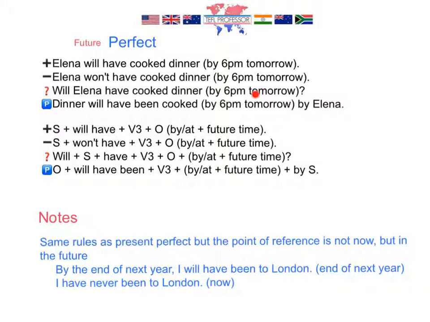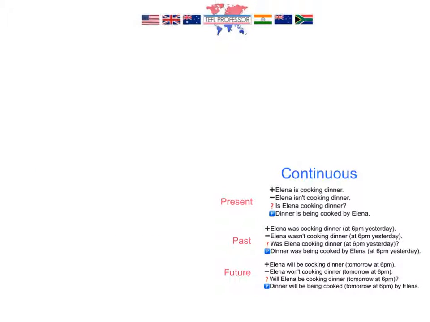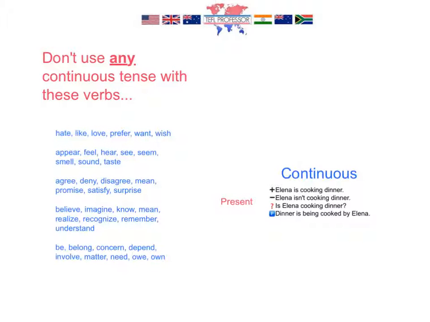Elena won't have cooked dinner by 6 p.m. tomorrow. So the won't and the will are not going to change. It's going to be the same. And have is going to be the same as well. There is no has in this construction. Will Elena have cooked dinner by 6 p.m. tomorrow? And dinner will have been cooked by 6 p.m. tomorrow by Elena. Again, as always, you can take out the by Elena if you don't want to include it. Next, we're going to look at the continuous tenses.